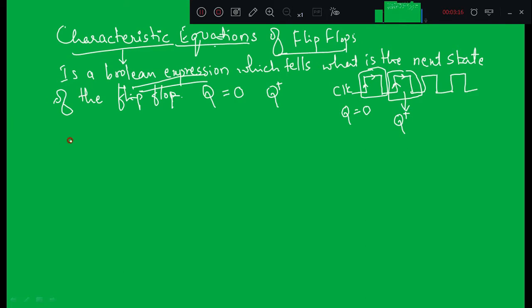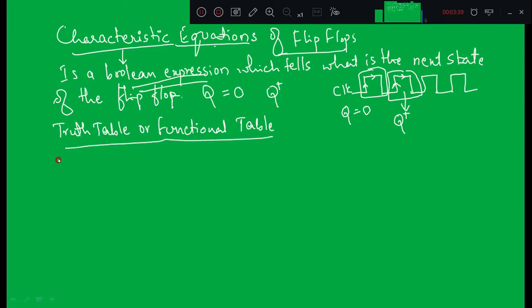Before we obtain these characteristic equations, first we will write down the functional tables, or truth tables, of all four flip-flops. First I'll write the functional table, or truth table, of the D flip-flop.